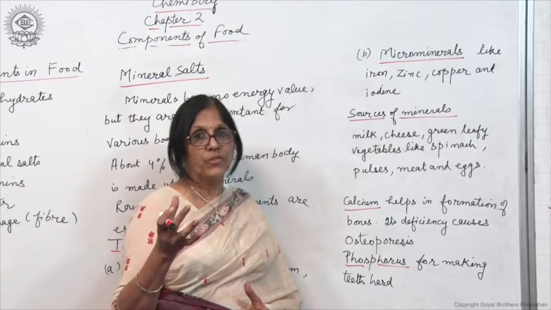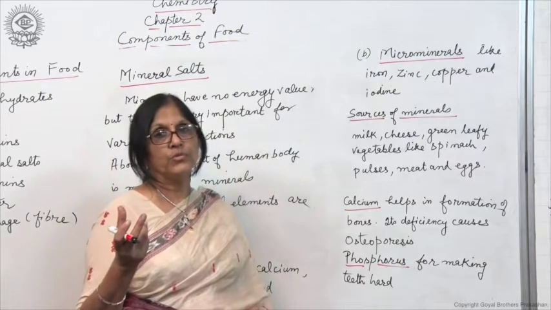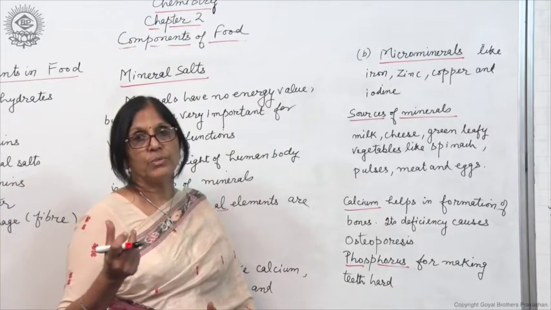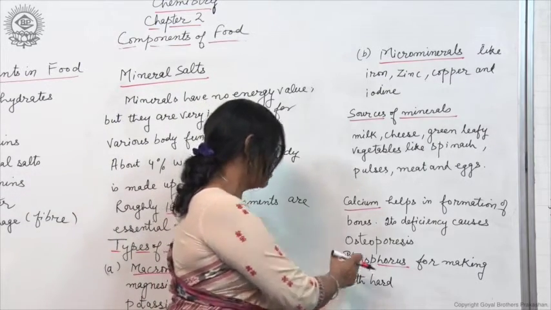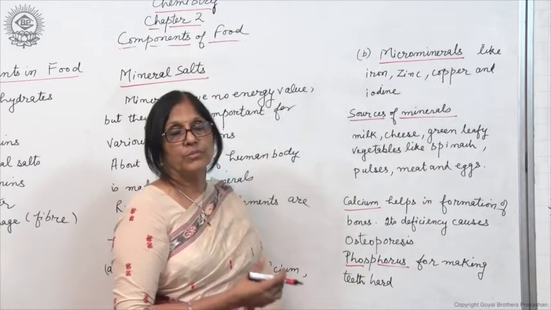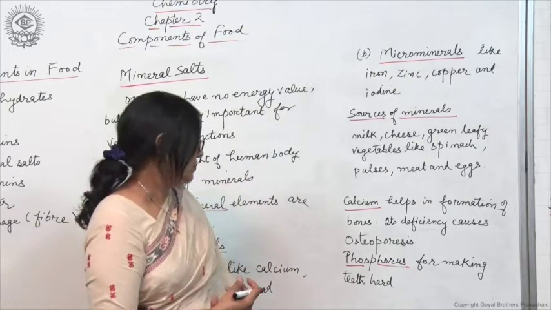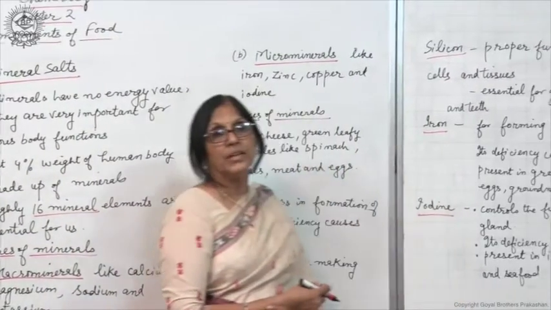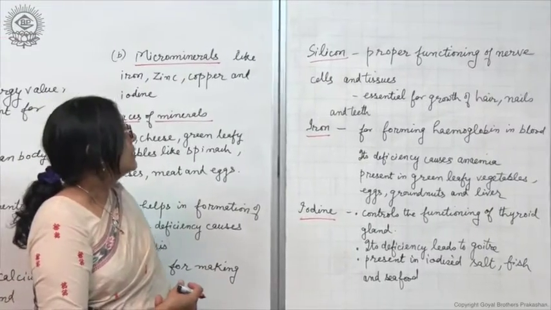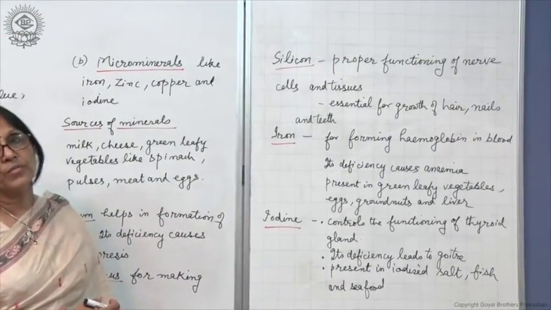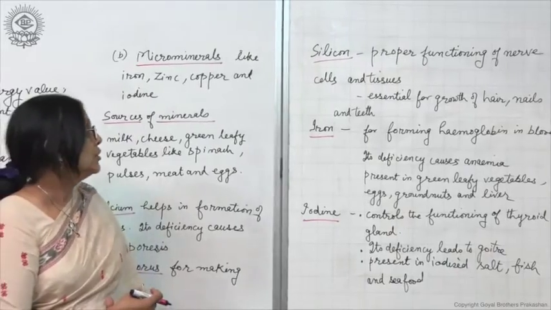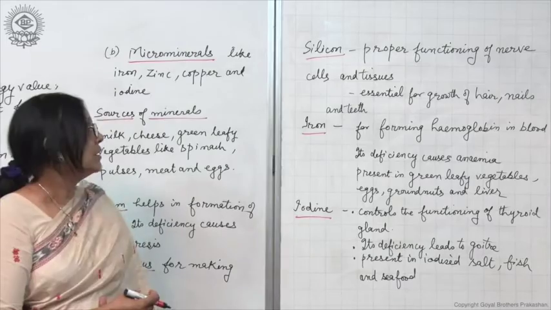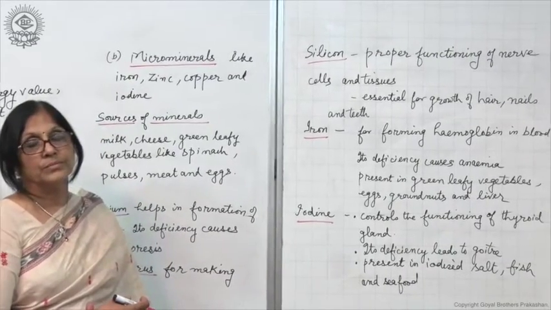The bones become weak and the bones can then break easily. So calcium deficiency should not be there in the body. Another very important mineral is phosphorus, which makes the teeth strong and hard. Then another mineral is silicon, and it helps in proper functioning of nerve cells and tissues. It is essential for the growth of hair, nails and teeth.